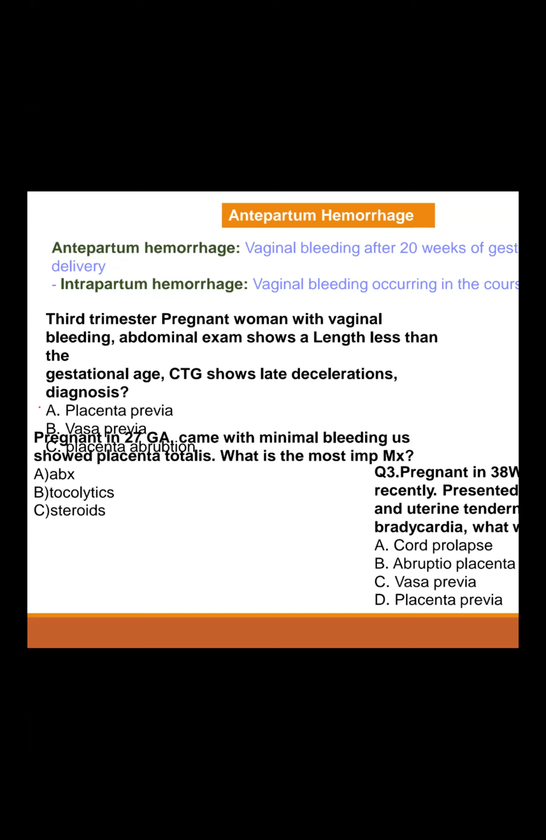Ma'am, steroids? Steroid. Excellent. How do you know this answer is steroid? Because it's 27 weeks, ma'am, and they didn't give any history of abdominal contractions, so there's no role of tocolytics, or rupture of membrane.